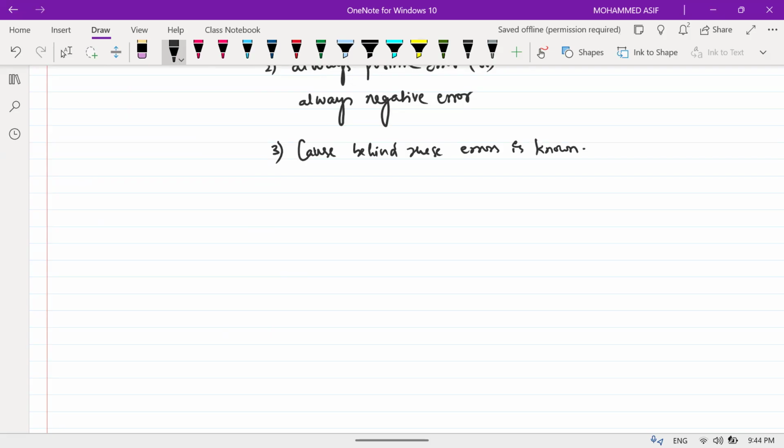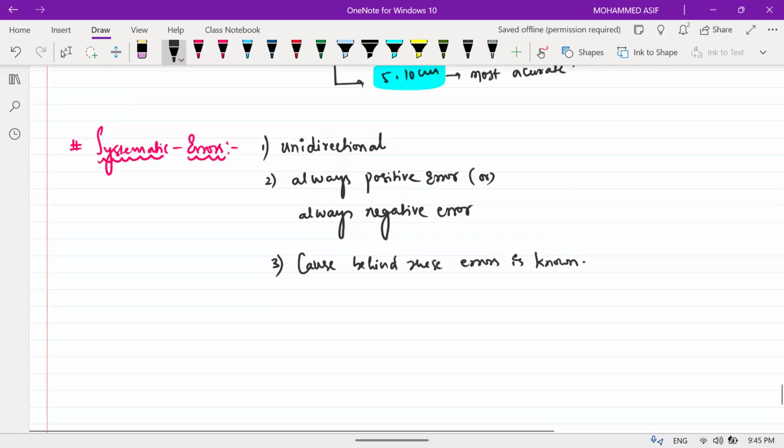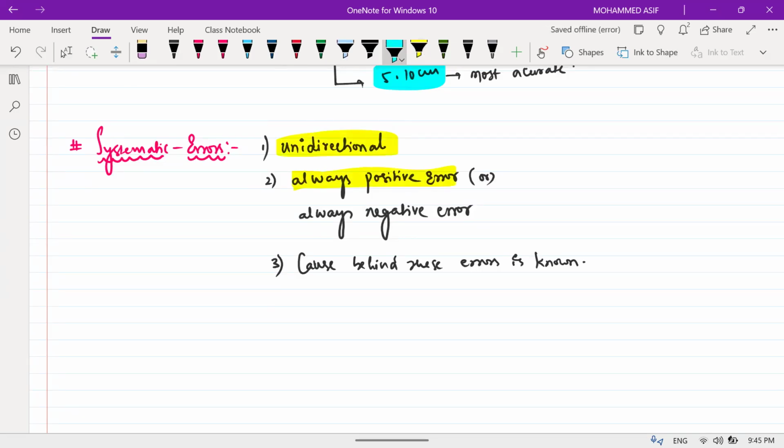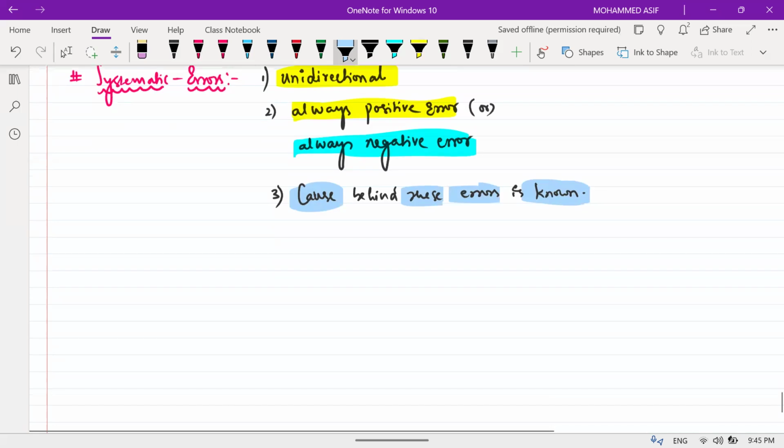So what do you mean by systematic error? Once again, a systematic error is unidirectional, always positive or always negative, and the cause behind these errors is known. That means I may be getting a positive error every time, or a negative error every time, but the cause is known to me. Such errors are called systematic errors. Am I clear with the definition of a systematic error?